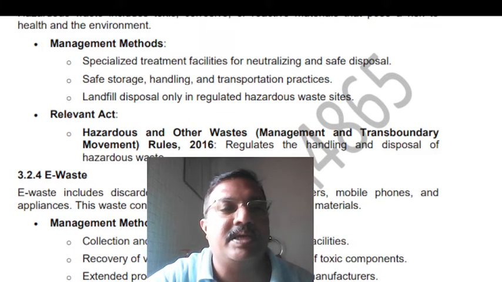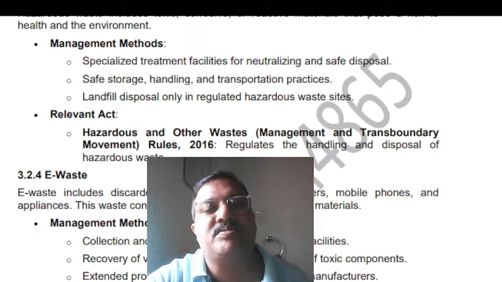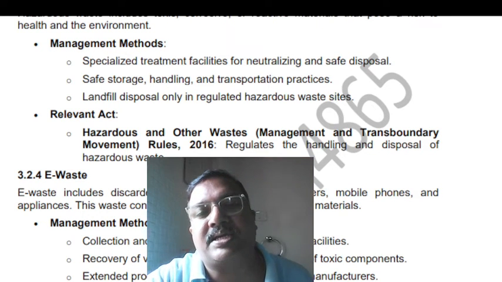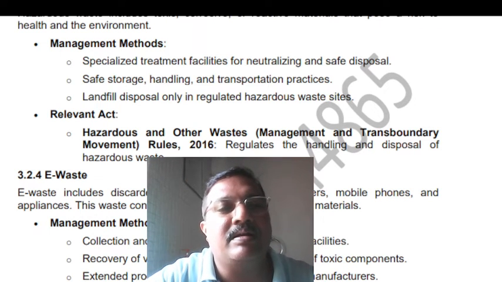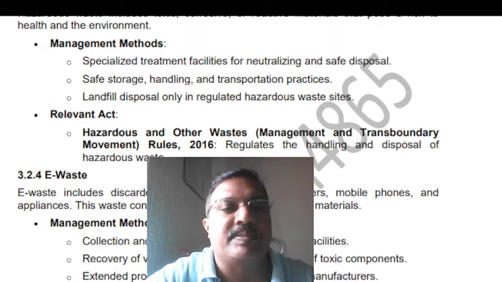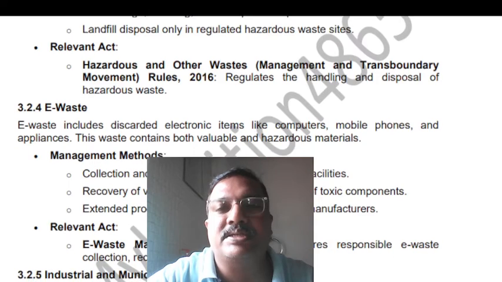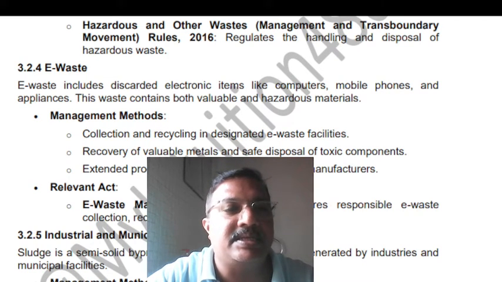It can be managed by specialized treatment. It is treated in special facilities to neutralize the harmful chemicals. Then it is carefully packaged and stored to prevent leaks or spills. And the disposal is done only at secure, government-approved sites. The relevant law for this is the Hazardous and Other Waste Management and Transboundary Movement Rules of 2016, to regulate the safe handling and disposal of hazardous waste.